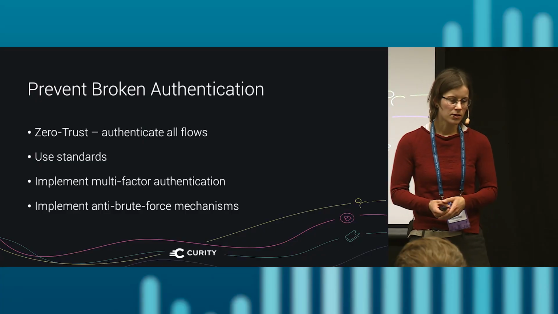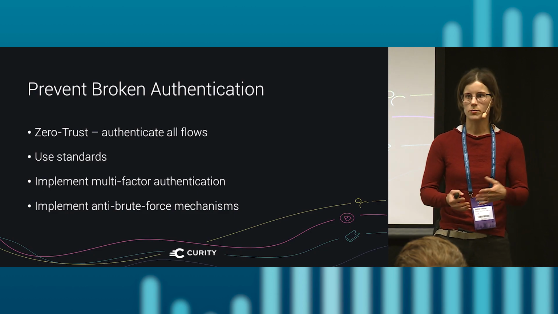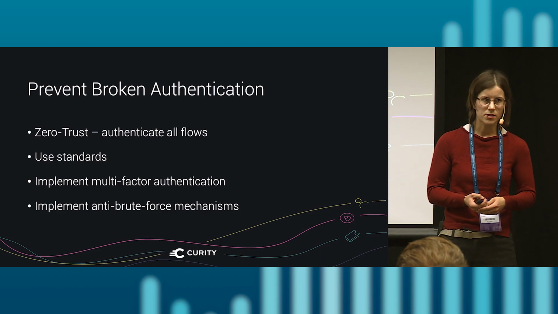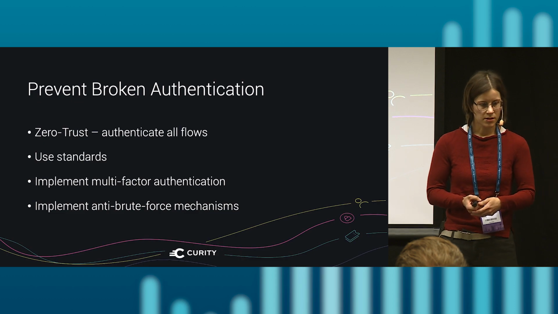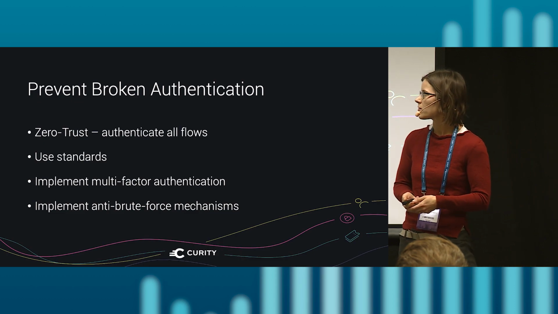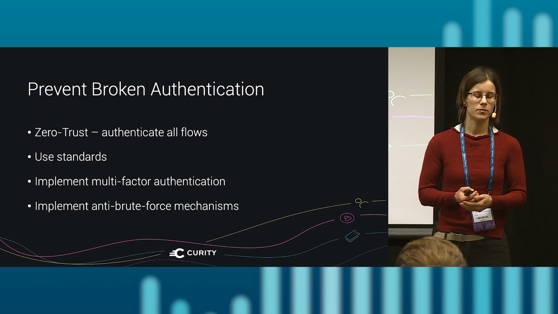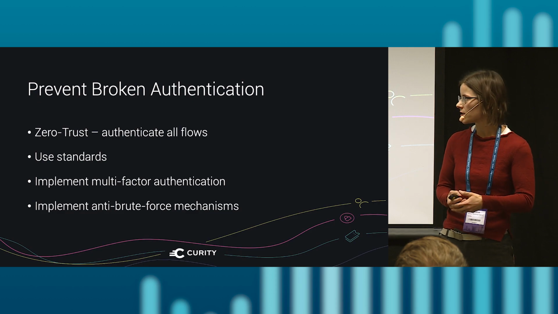So how do you prevent that? Well, first of all, do authenticate. Not only on the perimeter, but also between API calls inside that network. And this approach is called Zero Trust. Do not reinvent the wheel, but use standards. Implement multi-factor authentication and consent mechanisms to reduce the impact of stolen authentication tokens and credentials, and protect your authentication process against brute force attacks.